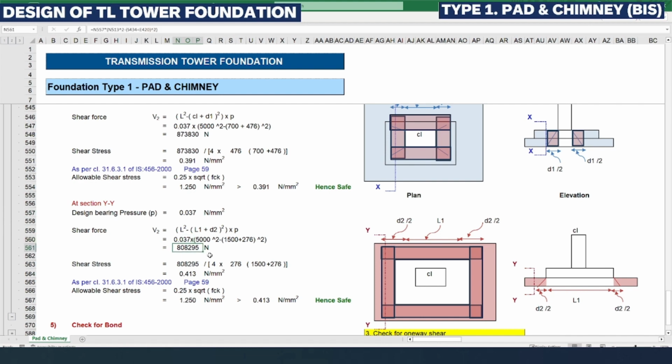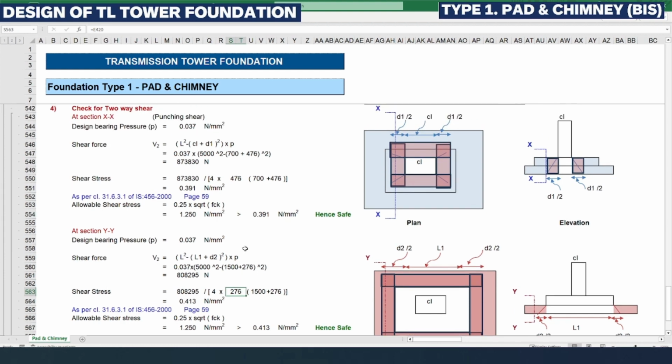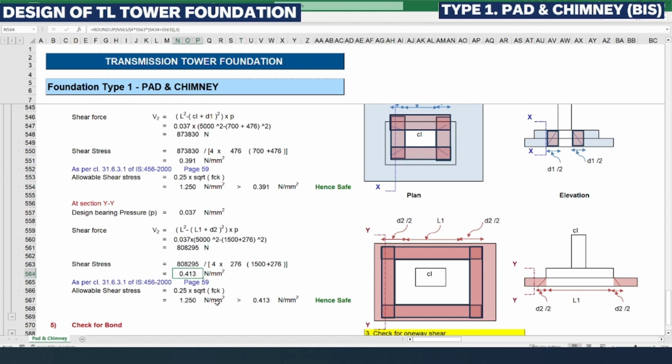We are getting 808295 Newton. That divided by the stress area, that is two-way shear stress area along the section YY. So here D2 we need to consider instead of D1 in our previous section XX. So the remaining things are the same. So it is 0.413 Newton per millimeter square.